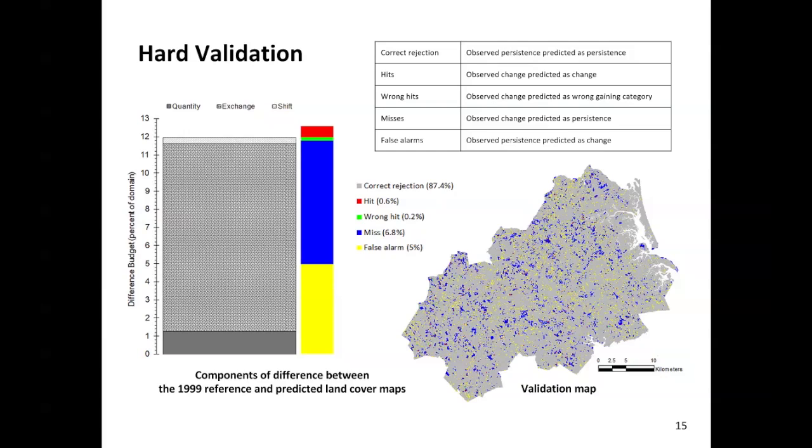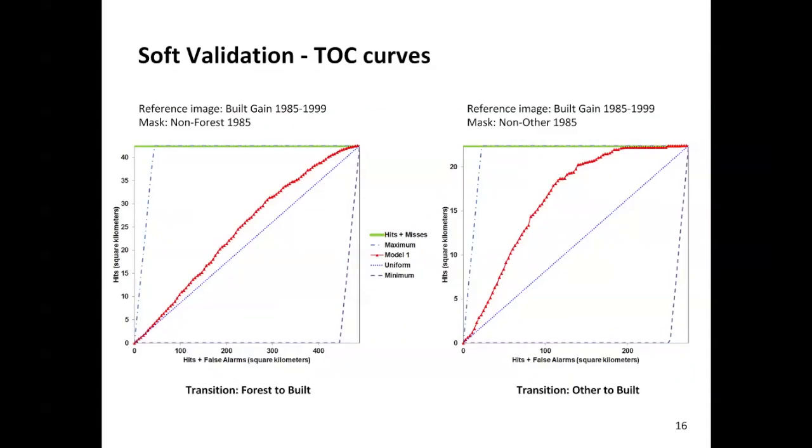The figure on the left shows that the quantity difference between the predicted and the reference 1999 land cover map was about 1% of the landscape, while allocation difference, represented here as the addition of shift and exchange, represent the largest proportion of the total difference between the reference and the predicted map. Most of the exchange derives from the exchange between built and forest.